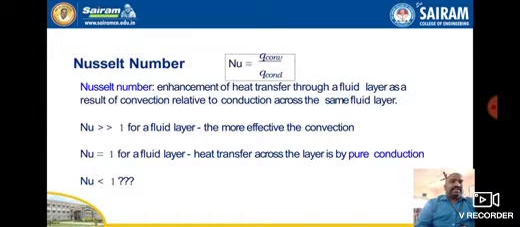Suppose the Nusselt number is far greater than 1 for a fluid layer, then the more effective the convection. Suppose the Nusselt number is exactly equal to 1 for a fluid layer, the heat transfer across the layer is by pure conduction. So from this you understand that if the Nusselt number is 1, there is no convection happening, so it is purely the conduction mode of heat transfer. If the Nusselt number is less than 1, then we have to think about that case.